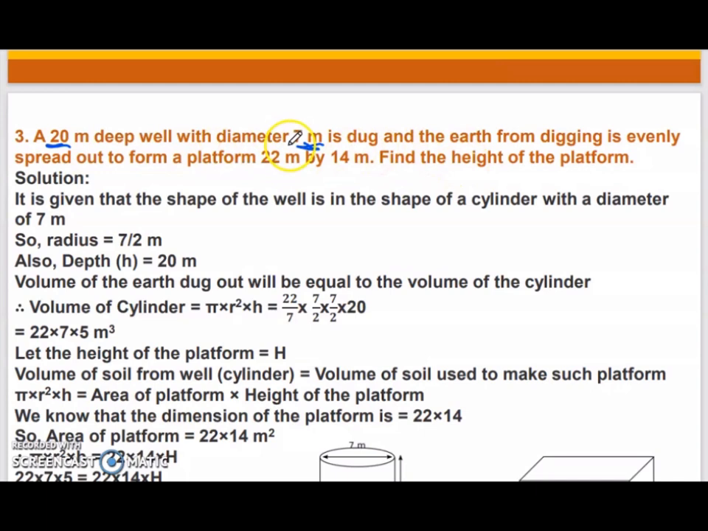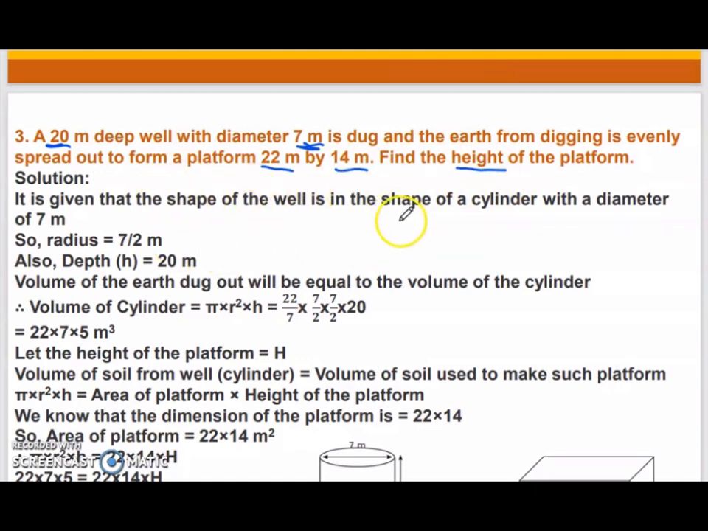Now the earth which is removed is spread evenly to form a platform 22 meter by 14 meter, and height you have to find out. That means this is the length, this is the breadth, and height you have to find out. So it means it is a cuboidal platform.